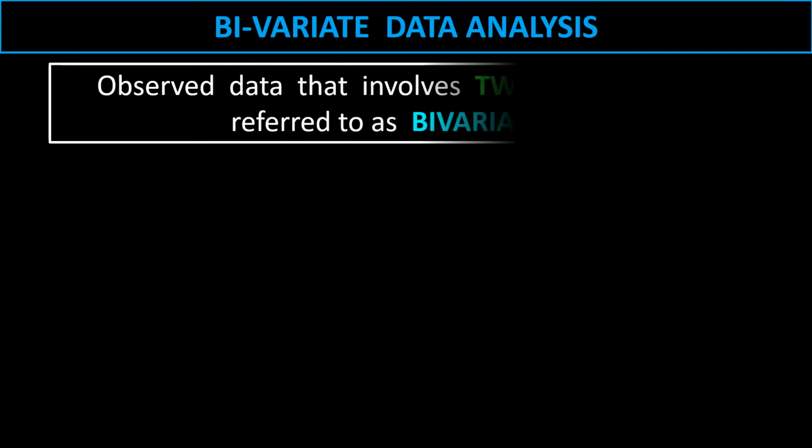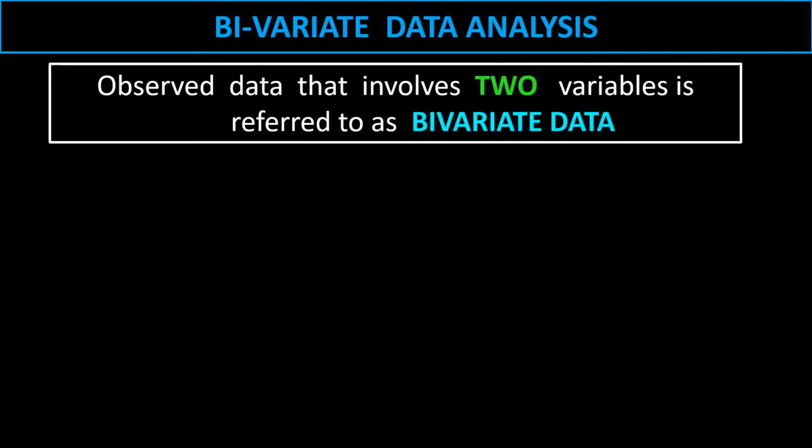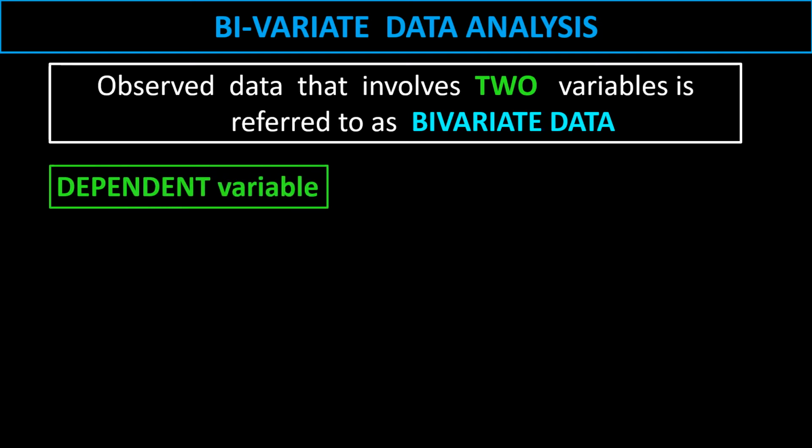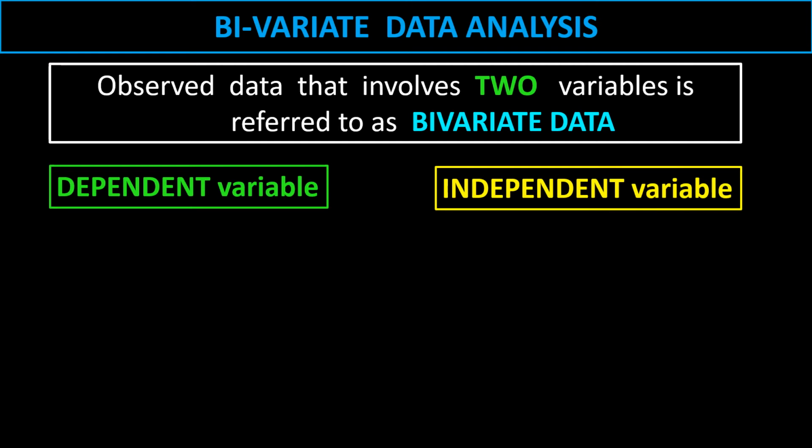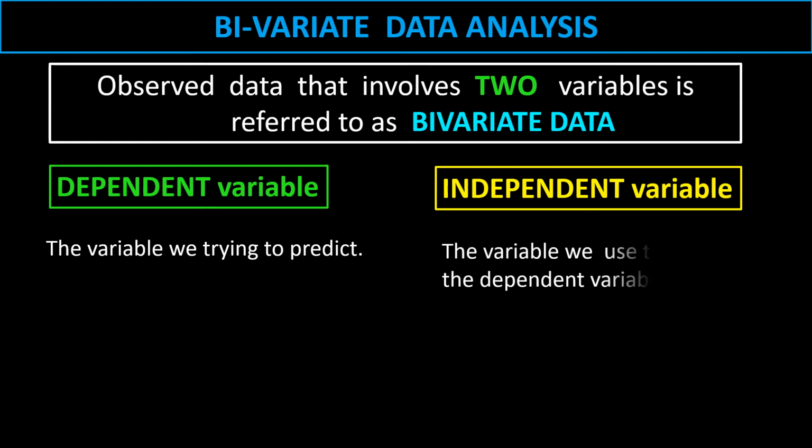When we have observed data, in other words, data that you determine, that involves two variables, right? So when we have data that involves two variables, we refer to it as a bivariate data. And this bivariate data, then, because we say two variables, one of the variables is known as the dependent variable, and the other one is referred to as the independent variable, right, as we mentioned previously. Now, the dependent variable is actually the variable we want to predict. This is the one we want to predict. And the independent variable is the variable that we use to make that prediction.